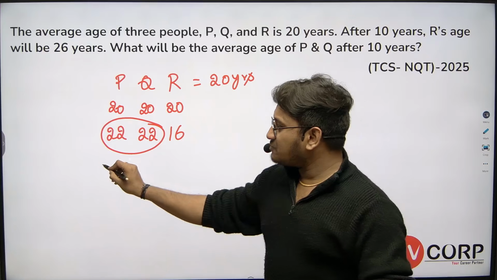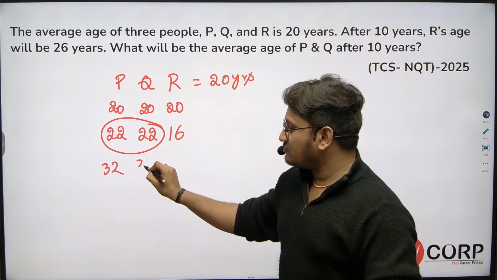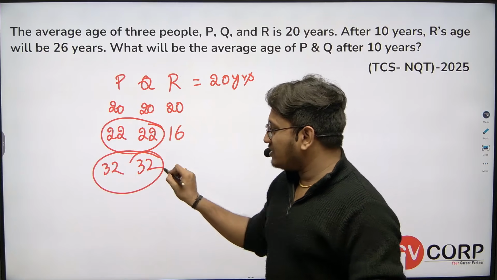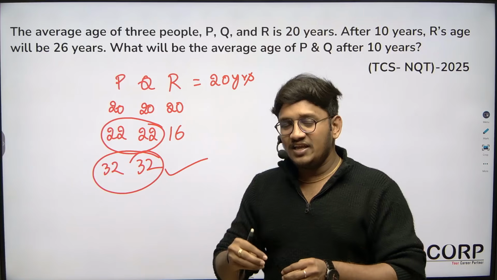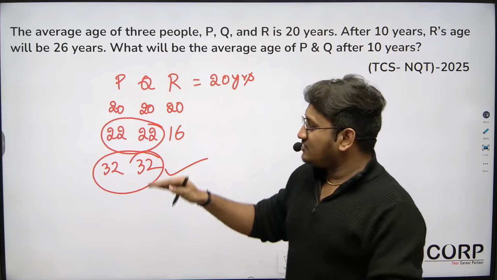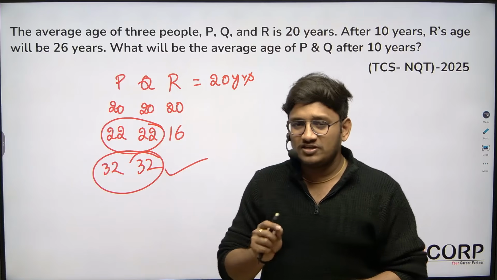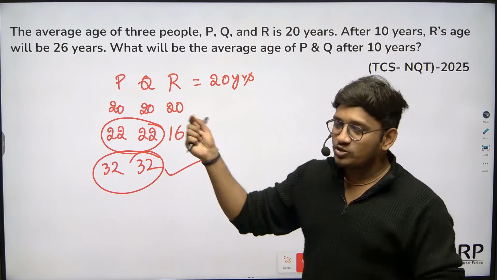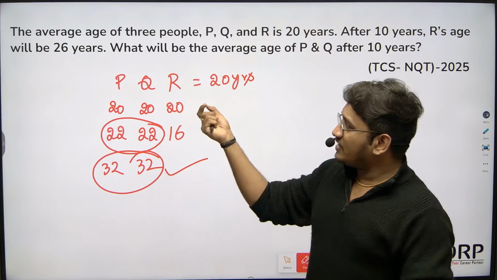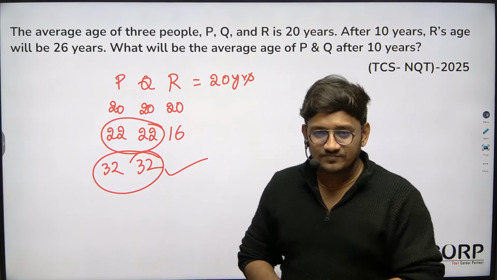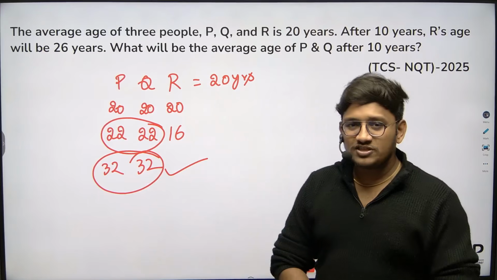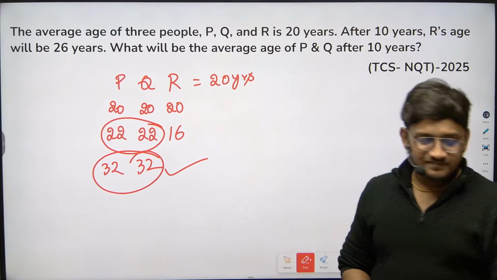Obviously after 10 years, P's age will be 32. Q's age will also be 32. Again, the average is 32. That's it. See how simple it is without using any equations or formulas. Just by applying the logic of equal distribution, we can solve most questions from averages. This is an easy question given on 31st March in the morning slot. I hope you all are clear about this question. Let's move on to the next one.